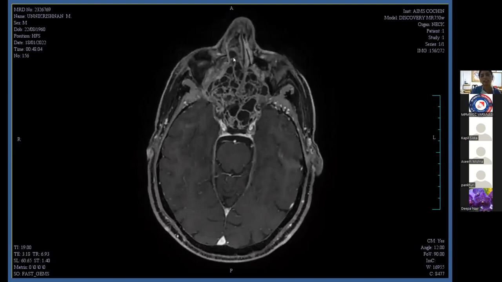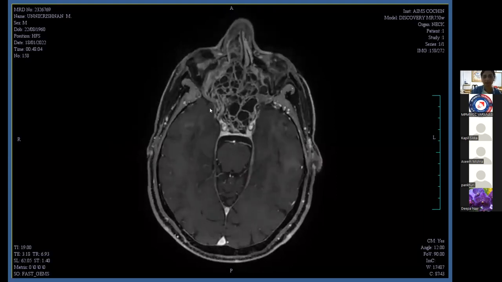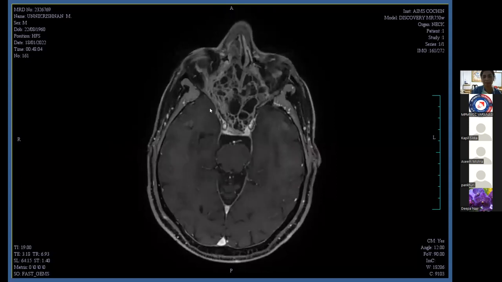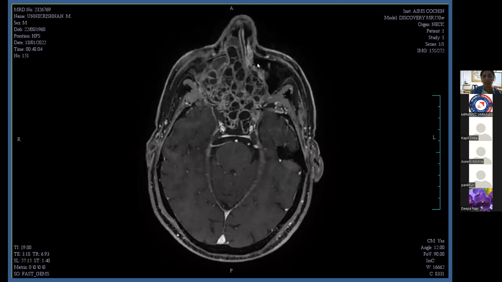So this is the orbit on either side. This is the sphenoid sinus, sphenoethmoidal recess. This is the septum. We can see the black line causing left side deviation of the nasal septum. Now we can see the appearance of the maxillary sinus on the left side.